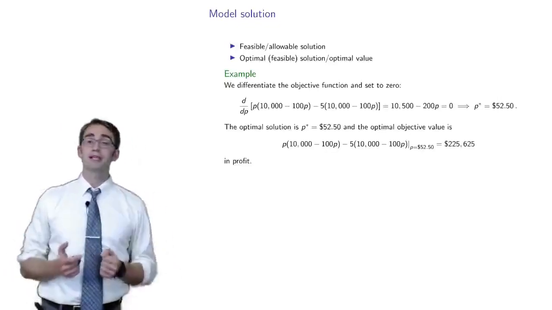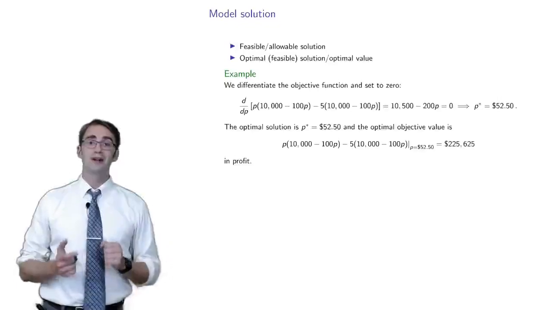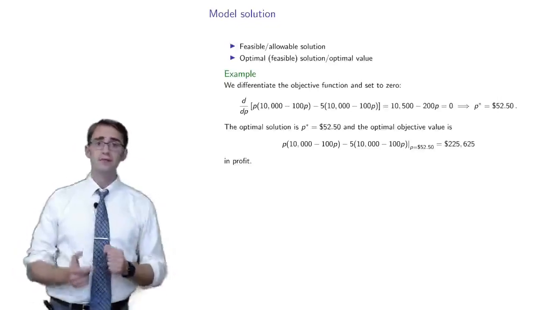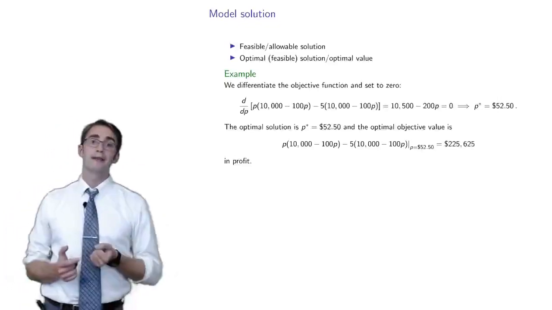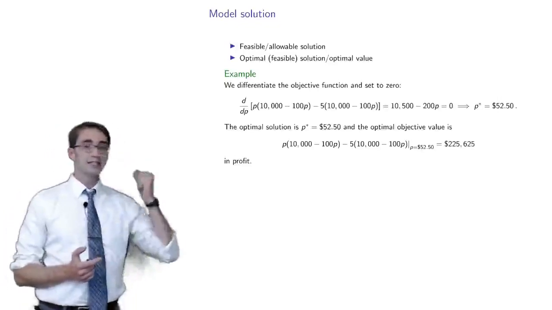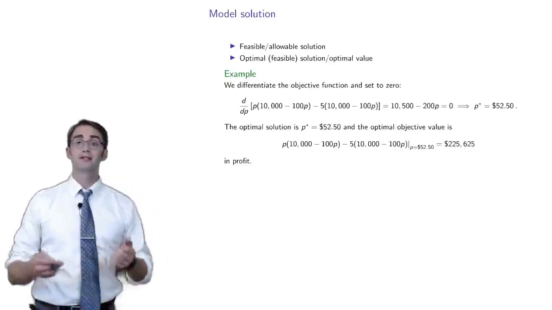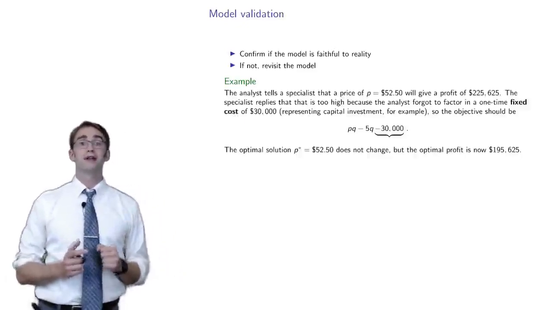And we go back to our customer, we say, hey, this is the price that you should charge. You should charge $52.50 for every unit of the product. That will maximize your profit. The profit that you get is going to be equal to this value here. You plug in P star to this expression, and you get $225,625 in profit. That's what you report to your customer, and you say that you've solved the model.